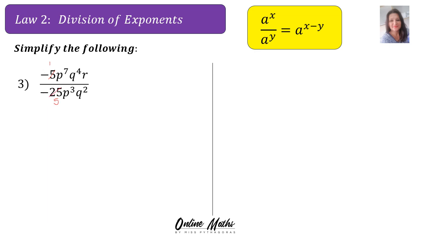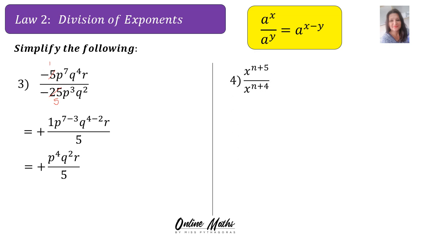And then in terms of P, it's division. So we will say P to the power 7 minus 3, Q to the power 4 minus 2, and then there's nothing else that you can do with R, so R writes with. And then can you see there's the 5 under the line, and the whole expression is positive. And then your final answer will be positive P to the 4 Q squared R over 5.